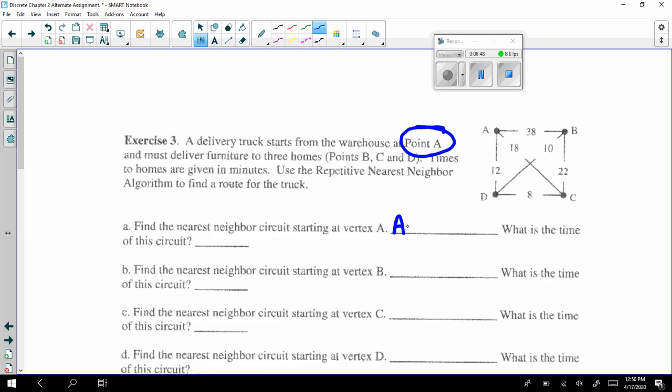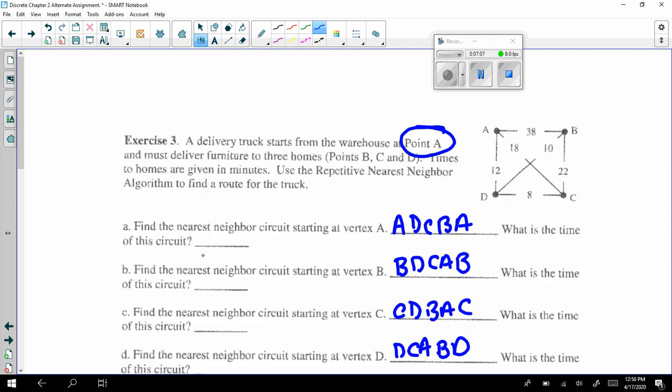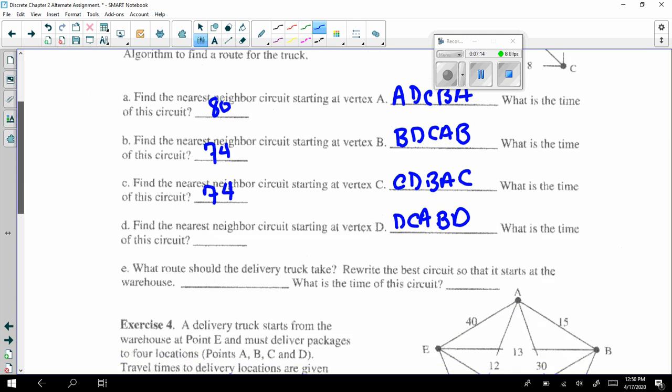So this one is A, D, C, B, A, B, D, C, A, B, and C, D, B, A, C, and D, C, A, B, D. All right. This has a length of 80. This one has 74, 74, and this one as well. So all the ones that are 74 are what we're going to go for.